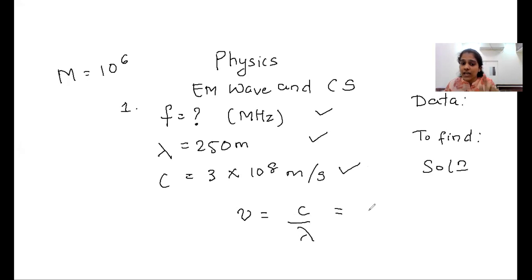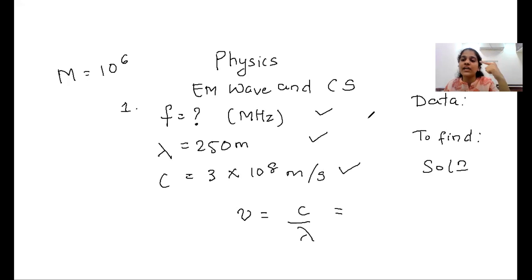Now simply substitute the values. And now this part you all have to do. You all can write these sums along with me. As I'm explaining, start noting it down in your notebook in this pattern: data, to find, solution. First write the data, that is lambda and C, then write to find, that is the frequency, then under solution, first write the original formula, students.